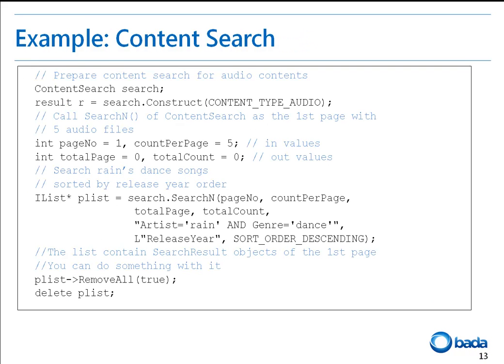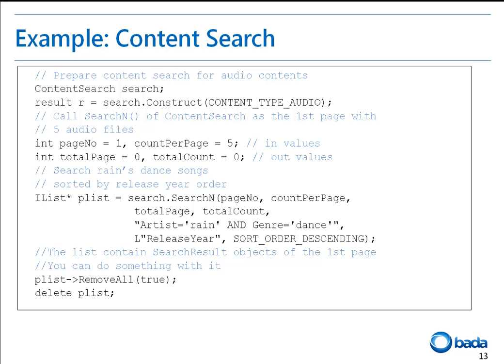Let's look at the example code for a content search of the files on the device. First, we need to construct the ContentSearch class, and here I've used CONTENT_TYPE_AUDIO as the example that will search for audio contents. The input parameter, page no, specifies the search only first page option of the content database, and count per page specifies a maximum of 5 files that will be listed on that page.